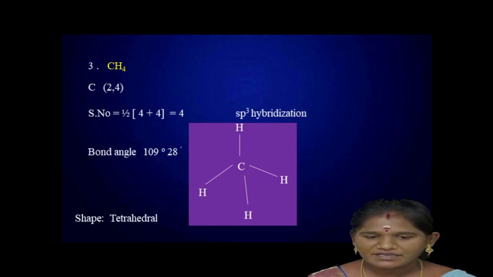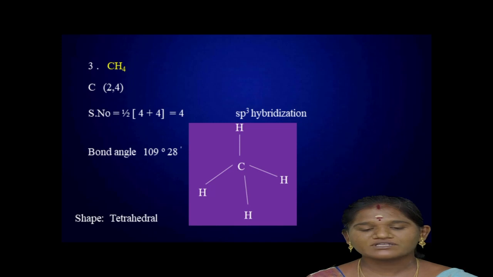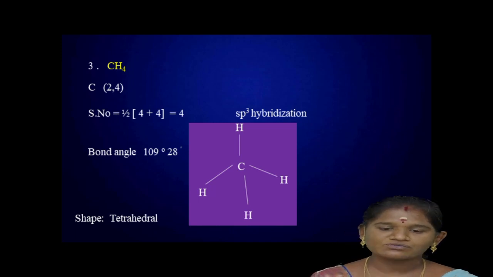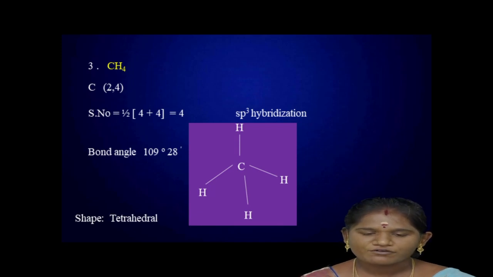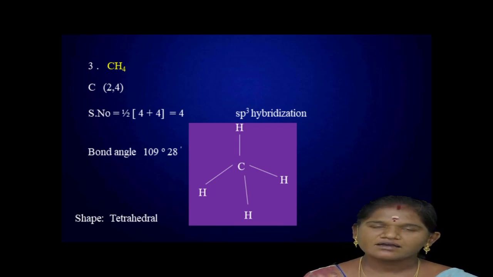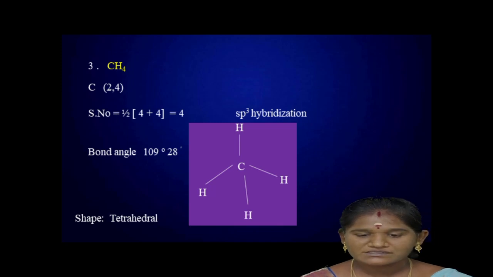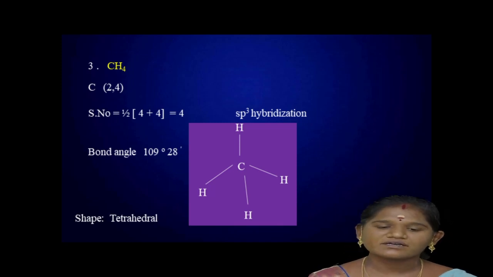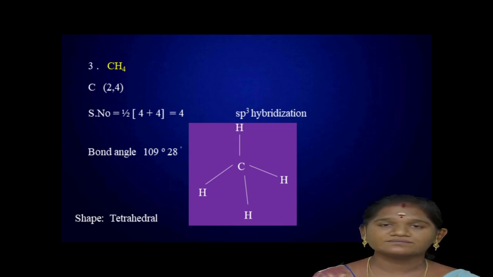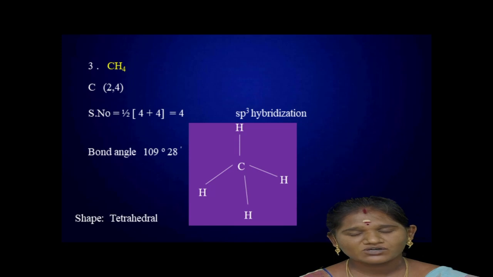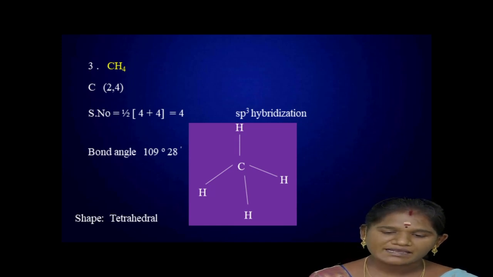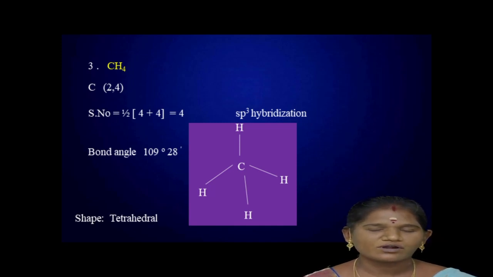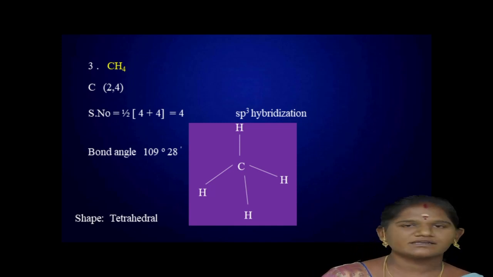The electronic configuration of carbon is 2, 4. So the steric number is equal to half into valence electrons of the central atom, which is 4, plus 4 atoms attached to carbon, so that is also 4. So the steric number is 4. Here the steric number is increased by 1, so the hybridization will be sp3. What about the geometry? The geometry will be tetrahedral. What about the bond angle? The bond angle between the C-H bonds is 109 degrees 28 minutes.